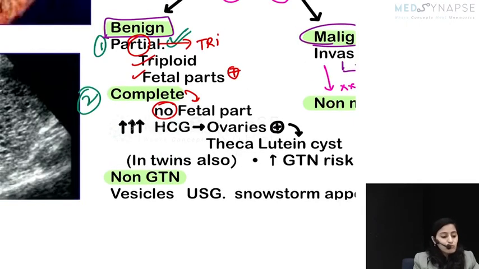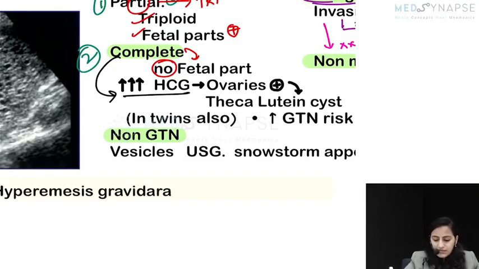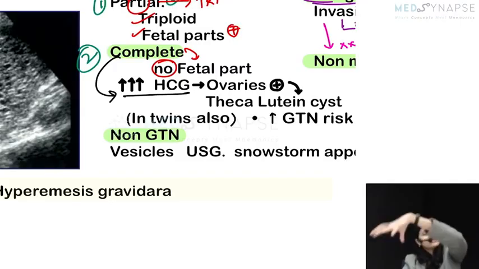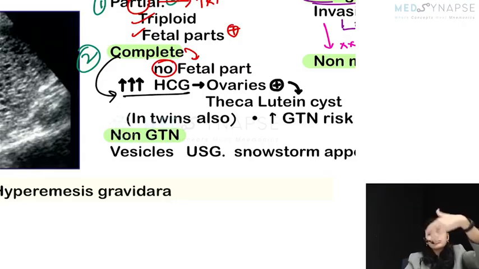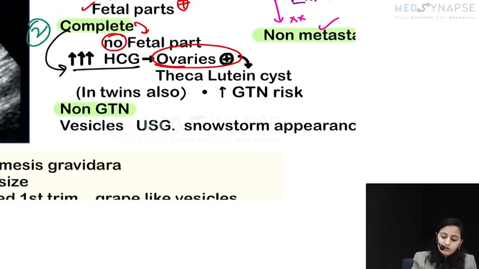So which one will have more levels of HCG, partial or complete? Here it is only molar, there are no fetal parts. Complete. So more HCG levels in complete. Does HCG stimulate the ovaries? Yes. In IVF patients, we give HCG, HMG injections. It stimulates the ovary. If it stimulates the ovary, what will you see? Big follicles, cysts. What are these cysts called? Theca lutein cysts. Remember that theca lutein cysts are seen in molar pregnancy.